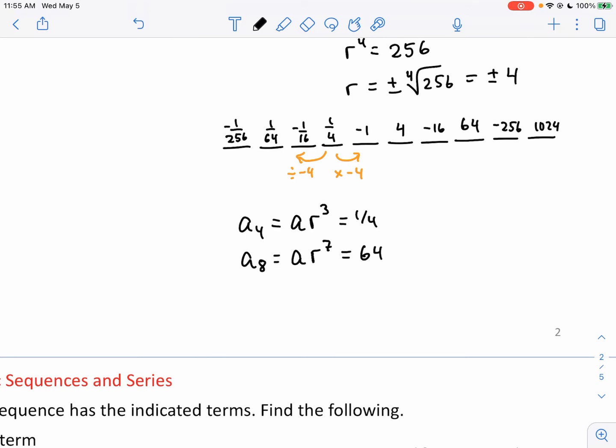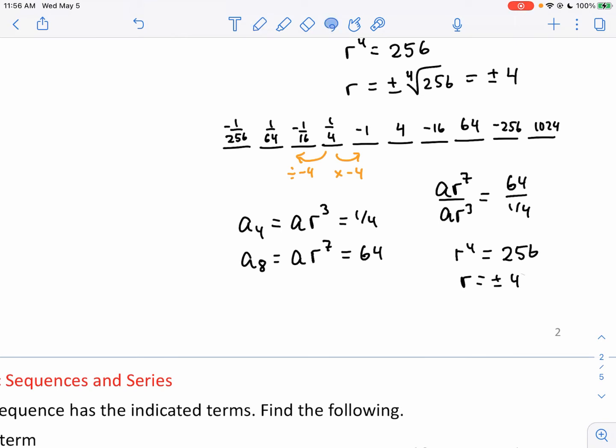So we're going to take the a r to the 7th and divide it by a r cubed, which means we should get 64 divided by a quarter. Notice that this leads to a cancellation of the a's. They'll cancel. And then r to the 7th divided by r cubed is r to the 4th. And r to the 4th is equal to, and then 64 divided by a quarter is going to be 256. And then we get our same r we got before, plus or minus 4.